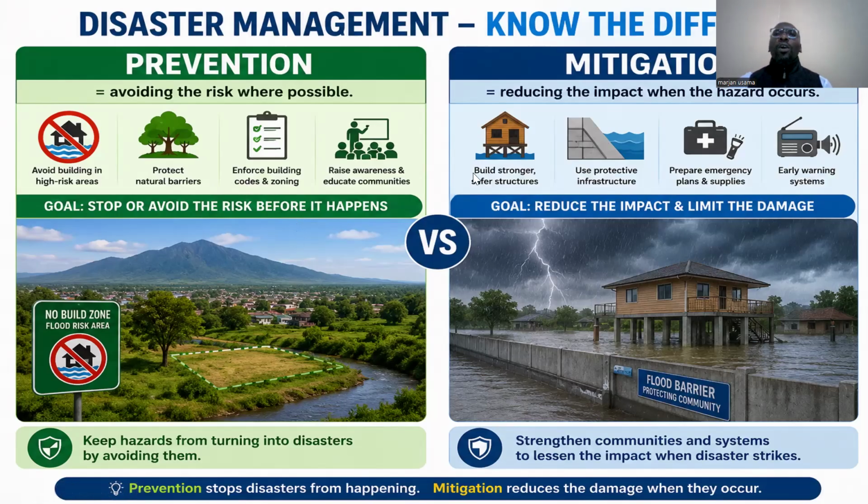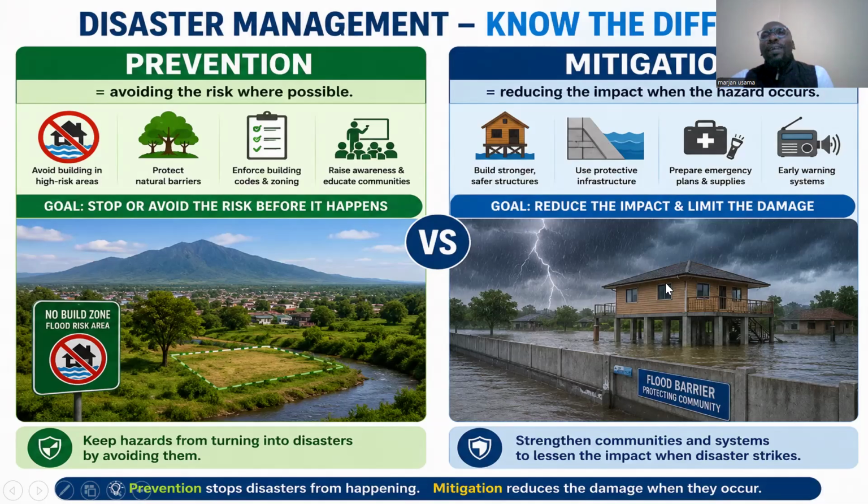Now, the opposite. When you are talking about mitigation, it equals reducing the impact when the hazard occurs. For example, building stronger, safer structures, use protective infrastructure, prepare emergency plans and supplies. Then we have what? Early warning system. So the goal here is to reduce the impact and limit the damage. Look at the picture. So we are basically saying, build stronger houses. So in this picture, the rain is raining, but the house has been raised. So it is not going to be affected.